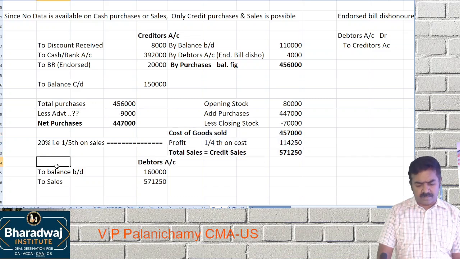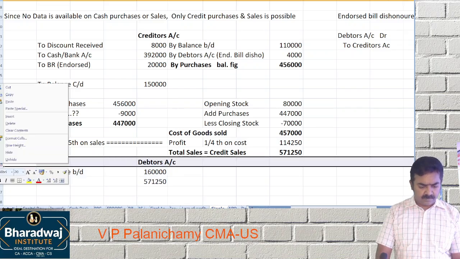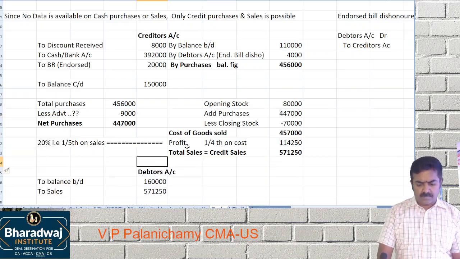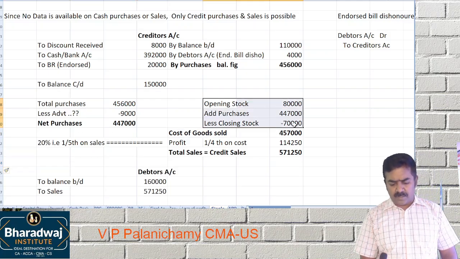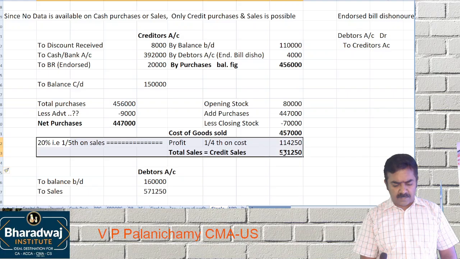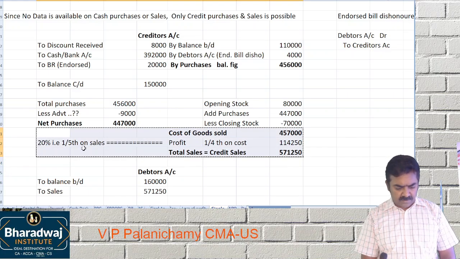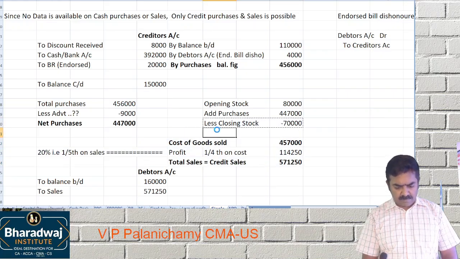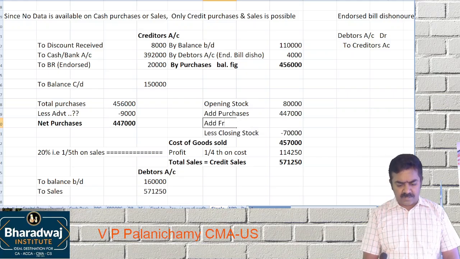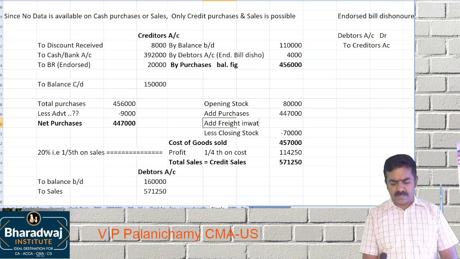I feel like I have made some mistake. We'll see. Pay attention. What is the formula for cost of goods sold? Opening stock plus purchases. Before that, if there are direct expenses, we add them, right? See whether direct expenses are there. Yes, there are. Add freight inwards. What is the freight inwards? Direct expenses? 30,000.